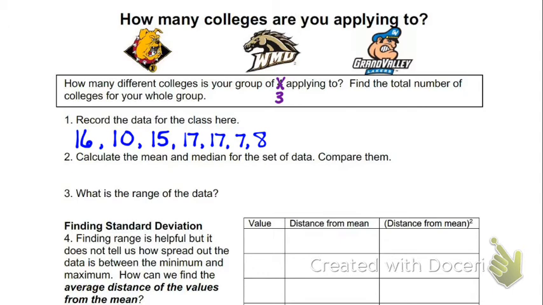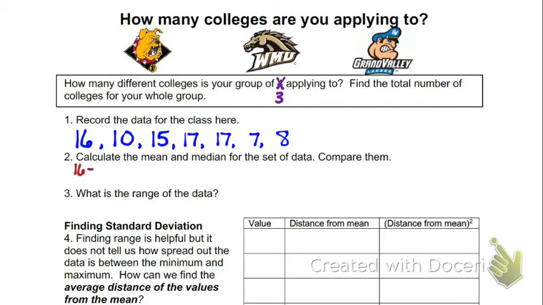All right, guys, I've got our data set on the board. So I've got the data for the whole class collected here. We had 7 different groups. We have 16, 10, 15, 17, 17, 7, and 8. So we want to find the mean and the median for this data set. How do we find the mean? Add them all together and divide by, how many are we going to be dividing by here? 7, because we had 7 groups.